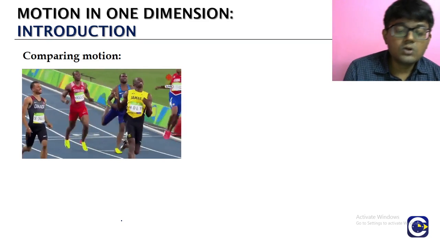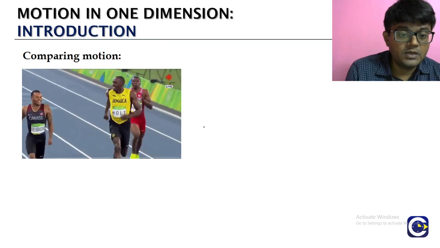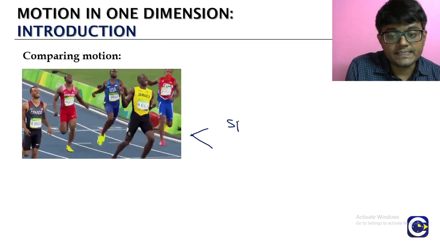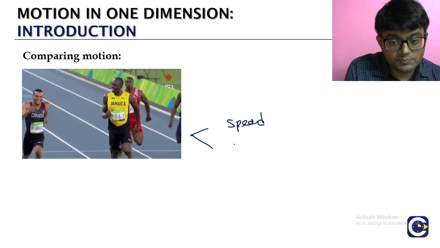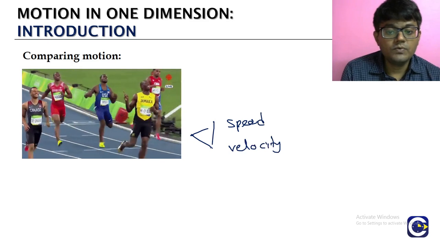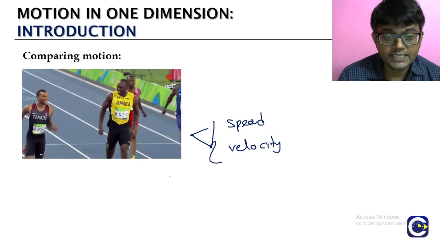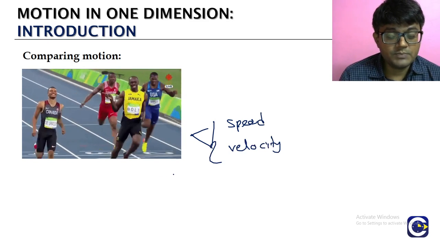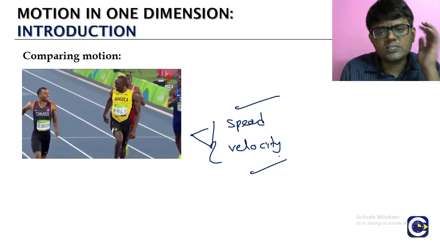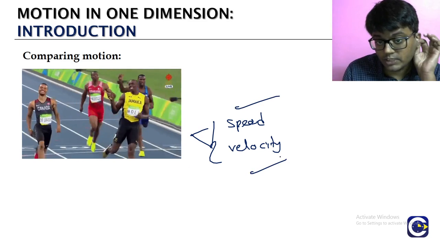So how do we compare the motion of different people? We'll compare the motion of different people by using two physical quantities. One is what we call speed, and the other is what we call velocity. So how do we compare the motion of different objects? We'll compare the motion of different objects by using either the speed or the velocity. We'll see how the speed is going to be measured and how the velocity is going to be measured.